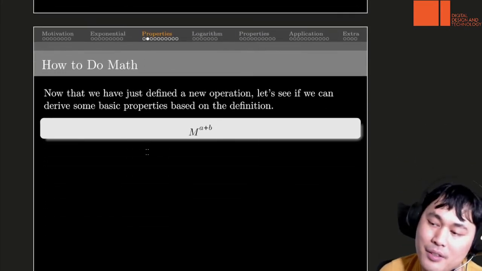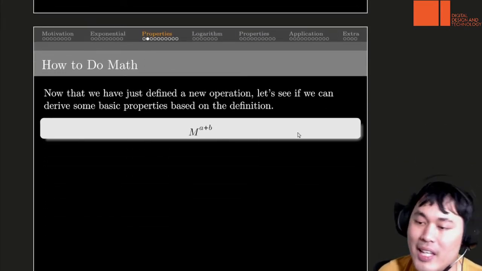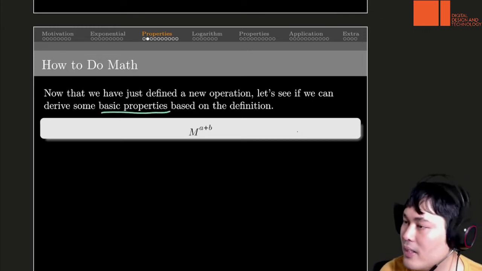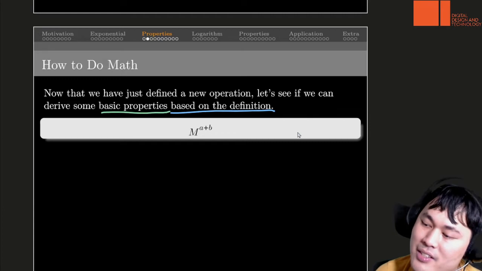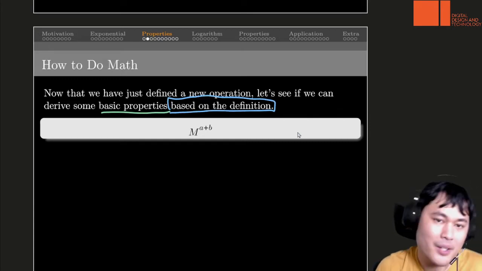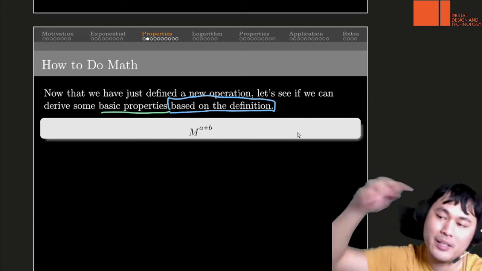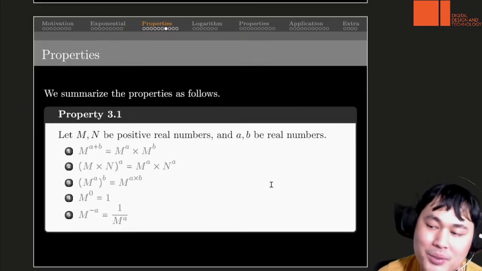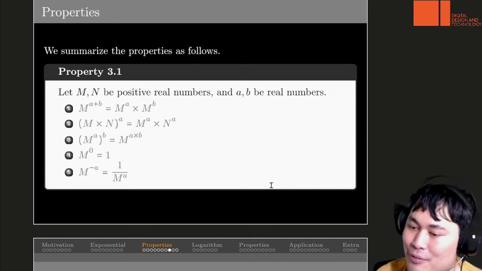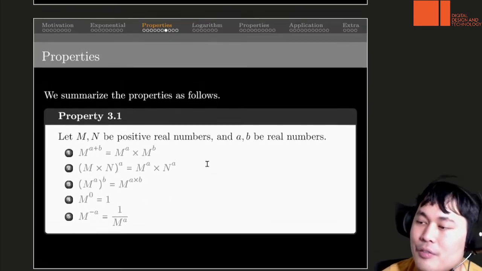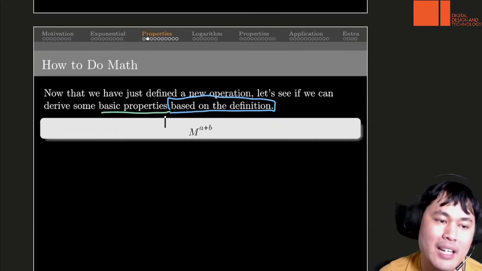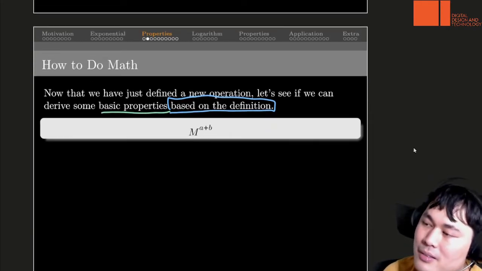Okay, now that we have just defined a new operation, let's see if we can derive some basic properties based on the definition. And notice the words based on the definition. Because again, usually you are given a list of properties, which you can find if you want to. You can skip to this page. There are more than five, but the first five are there. But let's see if we can prove or discover that ourselves from scratch.